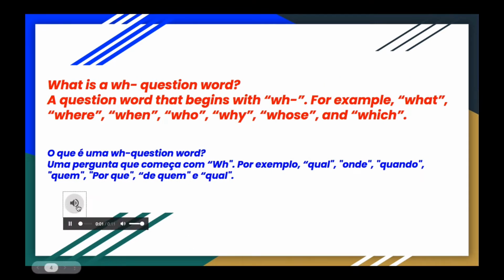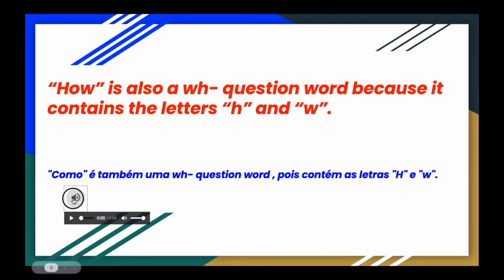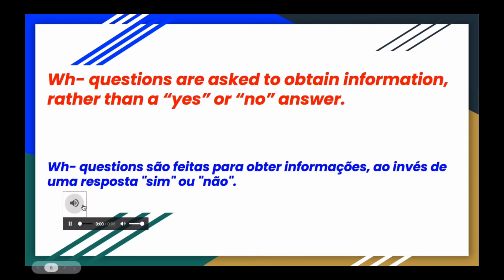What is a WH question word? A question word that begins with WH. For example, what, where, when, who, why, whose, and which. How is also a WH question word because it contains the letters H and W. WH questions are asked to obtain information rather than a yes or no answer.